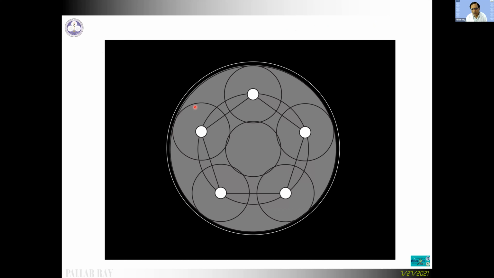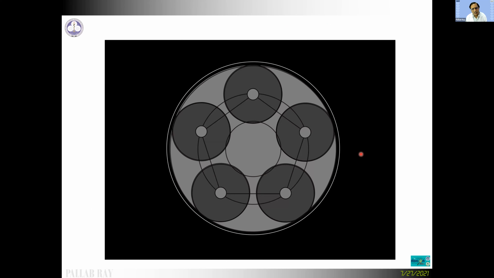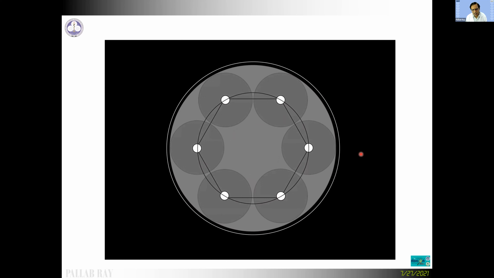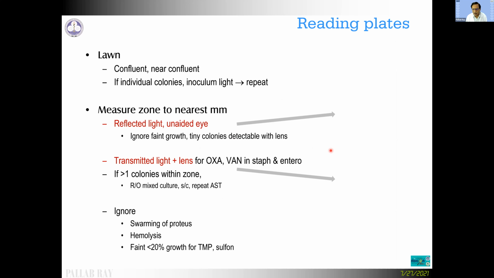So you can have a kind of drawing like this on which you can place your plate, and you can place your discs like this, whether you put 5 or 6 discs on a 100 millimeter plate. How do we read the plates?